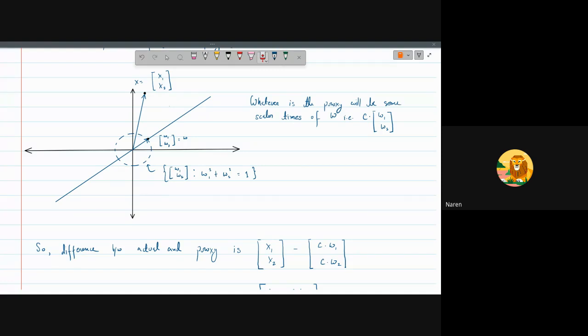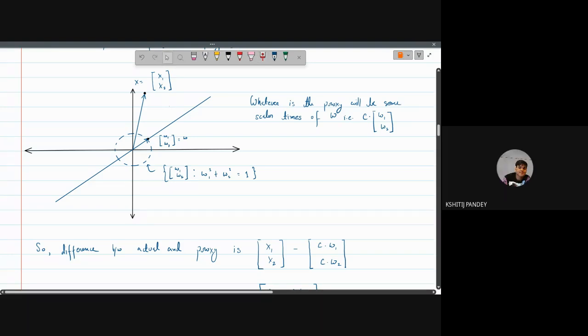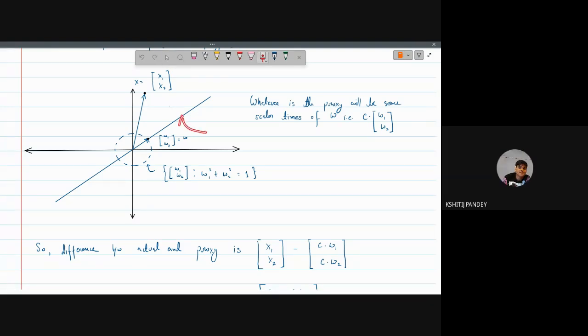Okay, so the difference we want to minimize is the difference between the actual point and the proxy. Sir, from the previous thing to this connection, I'm not getting what this line is which you have drawn apart from the axis, the long line, W, this line. As of now, it is some line, it is not defined yet. That's why we have taken a vector W. We don't know the value of W.